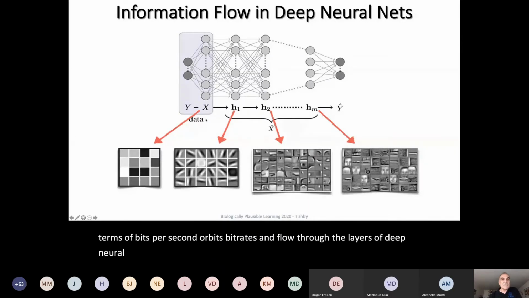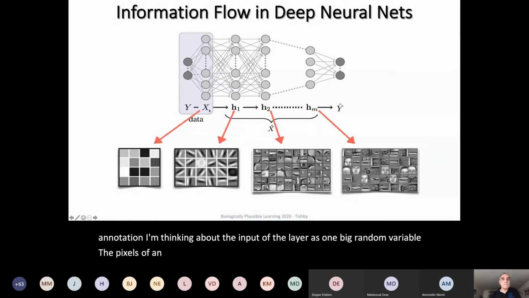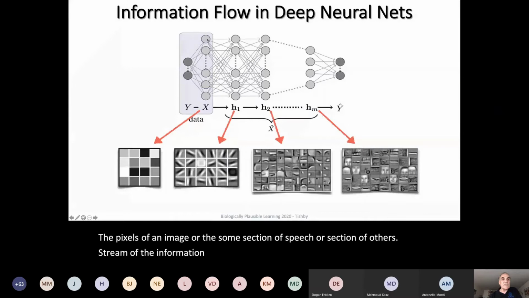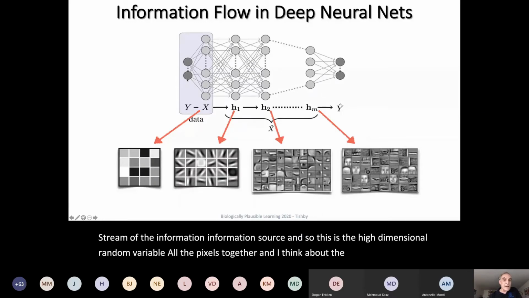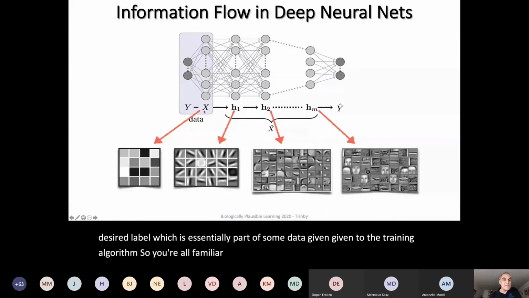And just to make sure that you understand my notation, I'm thinking about the input of the layer, X, as one big random variable, like the pixels of an image, or some section of speech, or another stream of information source. So this is a high dimensional random variable, all the pixels together. And I think about the label as Y, the desired label, which is essentially part of some data given to the training algorithm. So you're all familiar with this joint distribution of patterns and labels.